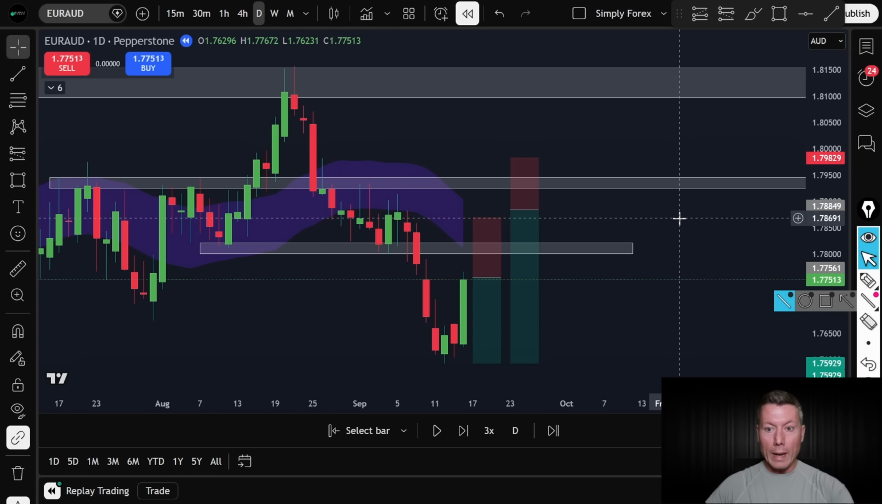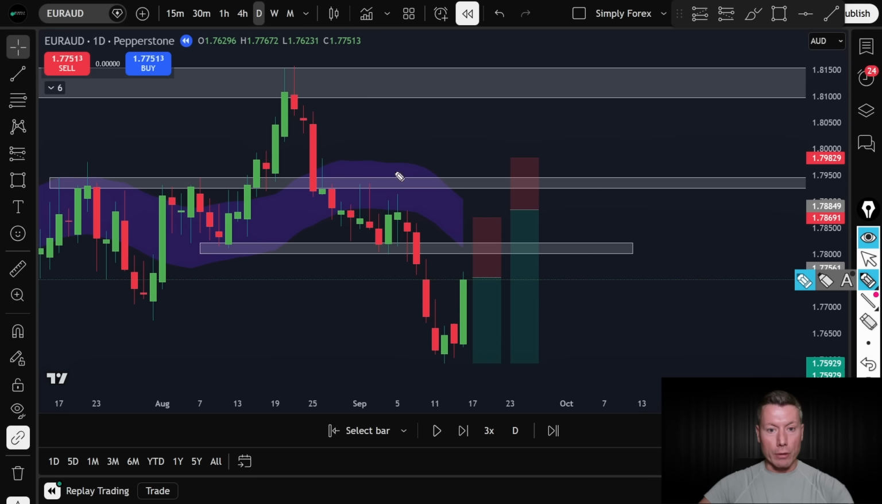Now I'm going to show you how we will not be using a stop loss, yet we're still protected, and we actually double our returns on this trade example. The trade example is Euro Aussie dollar, and this is the daily chart.